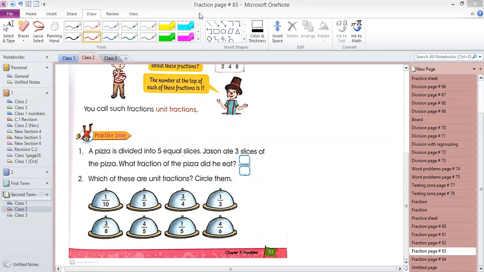Okay, very good. Can you tell me the answer? 3 of 5. Okay, very good. He's saying 3 of 5. Let me check with other students. Ibrahim Muhammad.